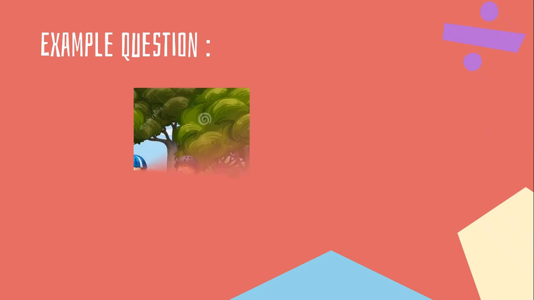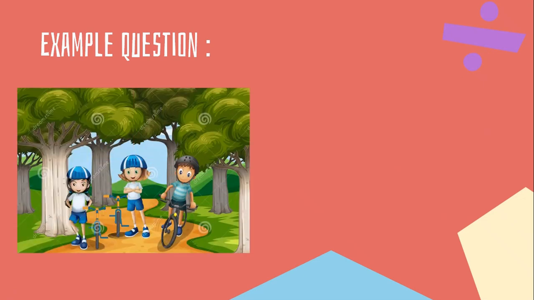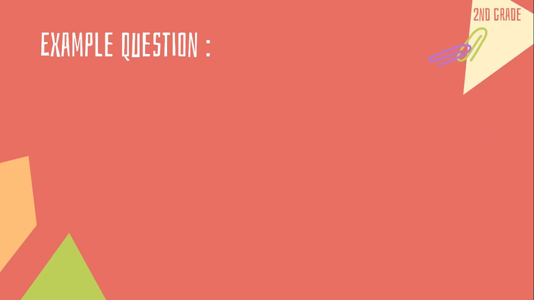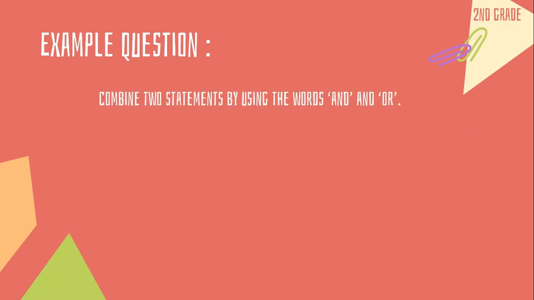So next example, we look into this picture. We have 3 people with the bicycle. So we can make 3 statements based on this picture, which are the first statement P, Siti is standing beside the bicycle. For statement Q, Aisha is standing beside the bicycle. And last, statement R, Ahmad is standing beside the bicycle. So we make a statement based on this picture. So the question is, combine two statements by using the words "and" or "or".